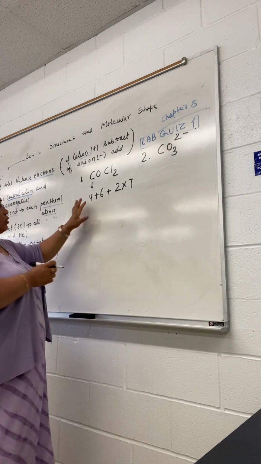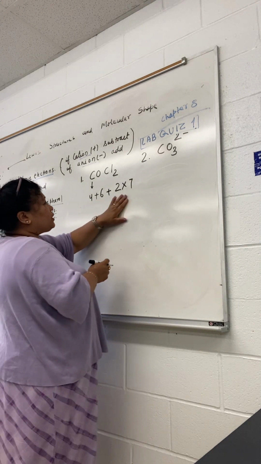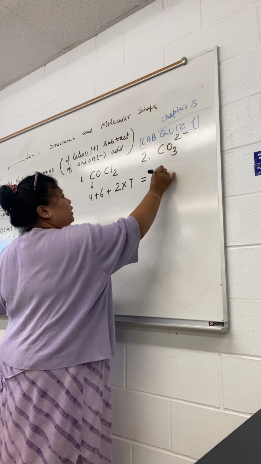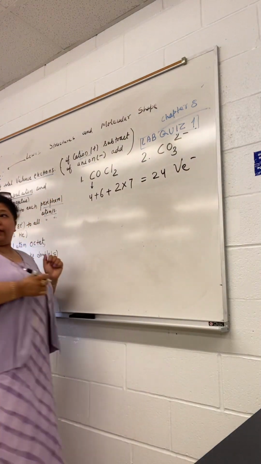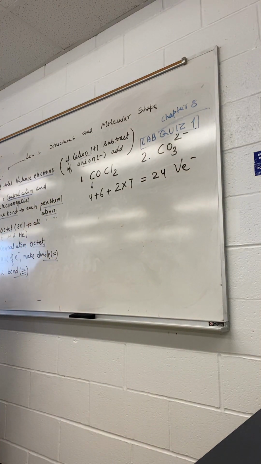So calculate it, how much total? 4 plus 6 plus 14 is equal to 24 valence electrons. Everybody good? Wait, yes, Lydia.